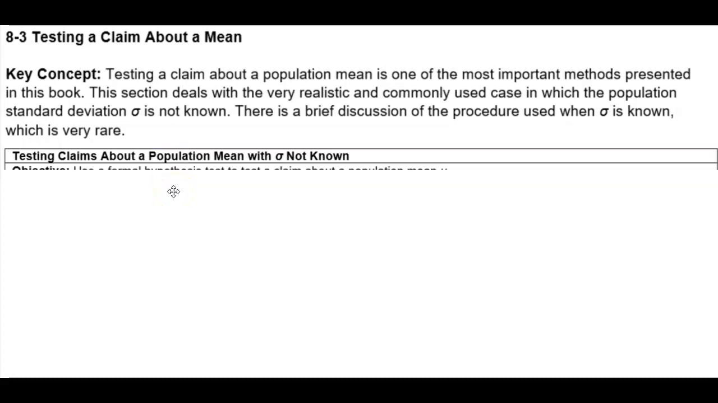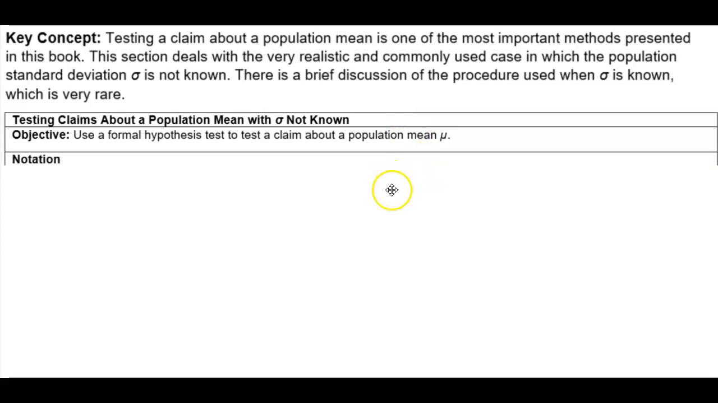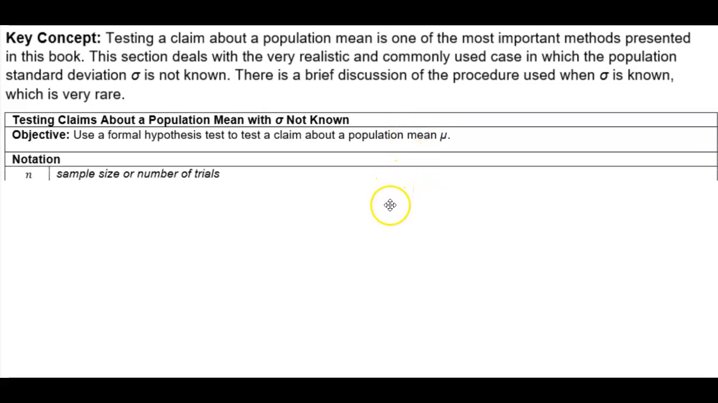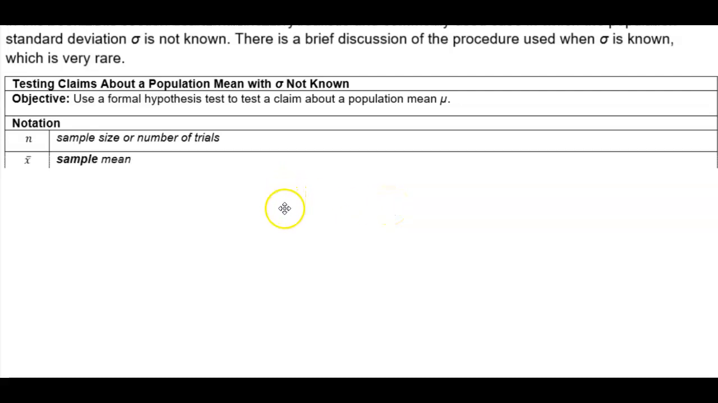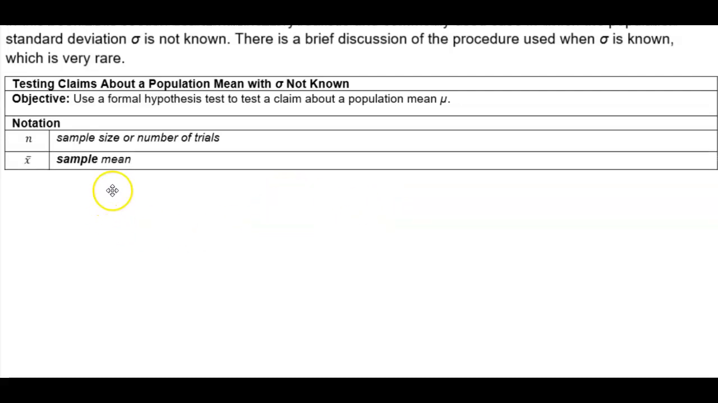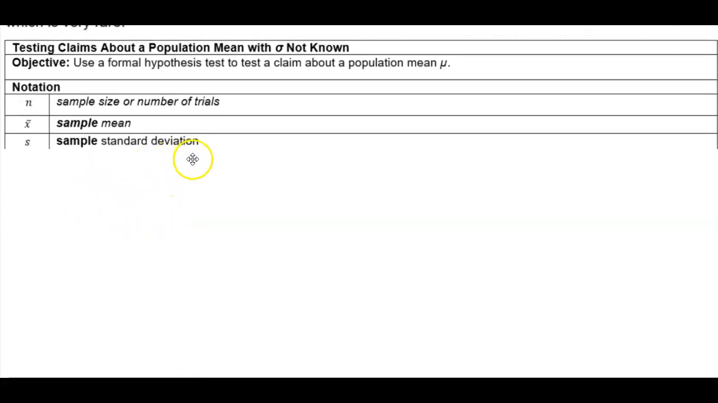Testing claims about a population mean with the population standard deviation not known. The objective: we're going to use a formal hypothesis test to test a claim about a population mean. The notation: n represents the sample size or the number of trials. x-bar is the sample mean. Lowercase s is the sample standard deviation.